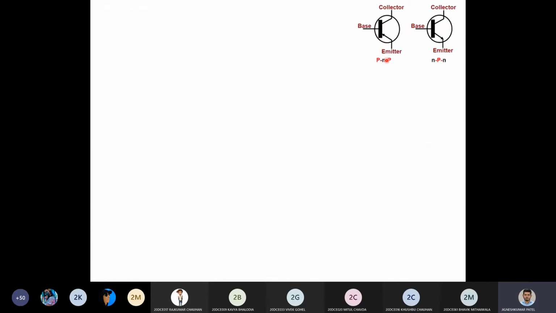A PNP transistor or NPN transistor can be symbolically represented like this. If you have a PNP transistor, there are three terminals named emitter, collector, and base. A PNP transistor will always have an emitter to base current like this, so the arrow will be represented from emitter to base. In case of an NPN transistor, a base to emitter arrow would be represented. Otherwise, the symbolic diagram is the same, but depending on whether the arrow is emitter to base or base to emitter, you will say it is a PNP or NPN transistor. So keep that in mind. This arrow direction is very important. Basically, it shows the direction of the current.